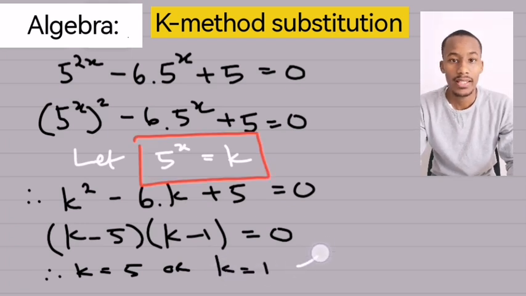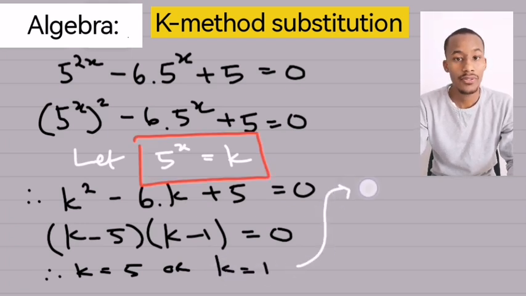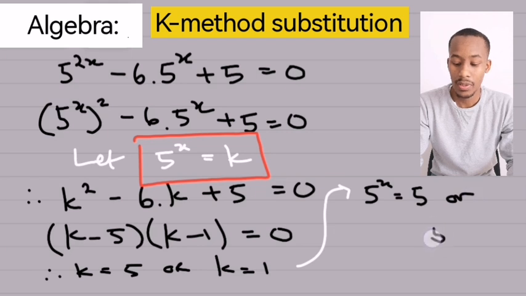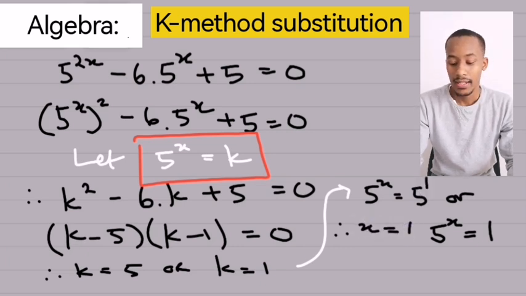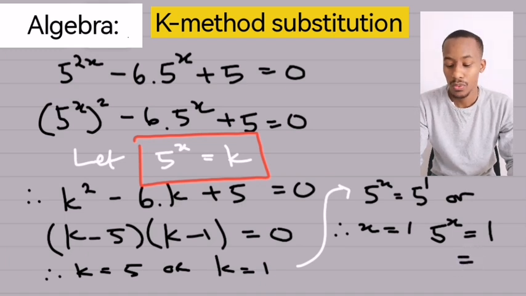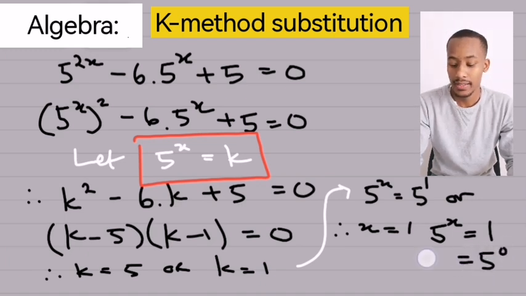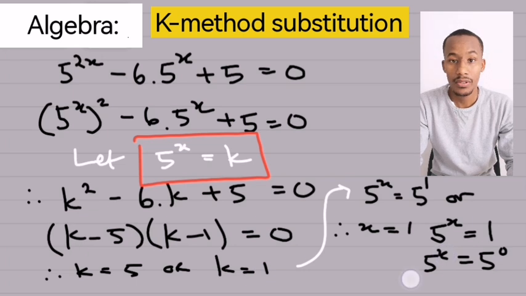Now let's not forget that k was initially 5 to the power of x. So we're going to say 5 to the power of x equal to 5 and 5 to the power of x equal to 1. Now if 5 to the power of x is equal to 5 to the power of 1, then x is equal to 1. And if 5 to the power of x is equal to 1, we can write 1 as 5 to the power of 0. This means that x is equal to 0.